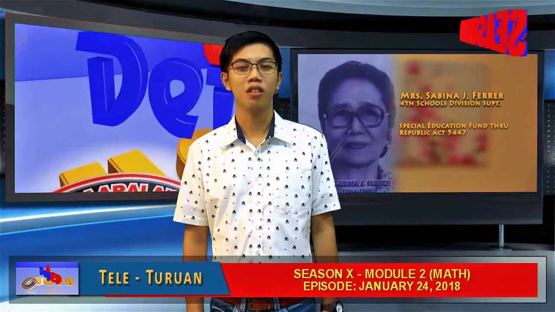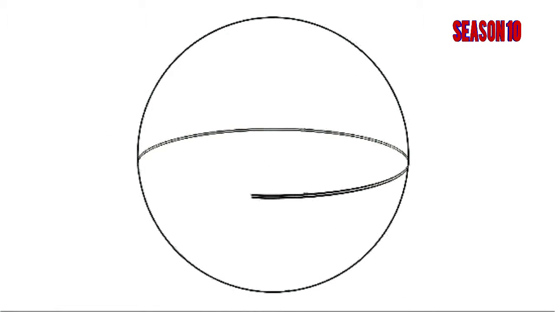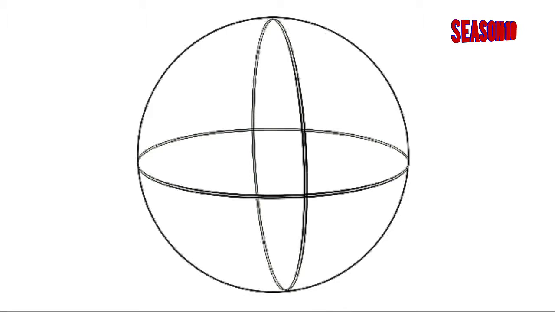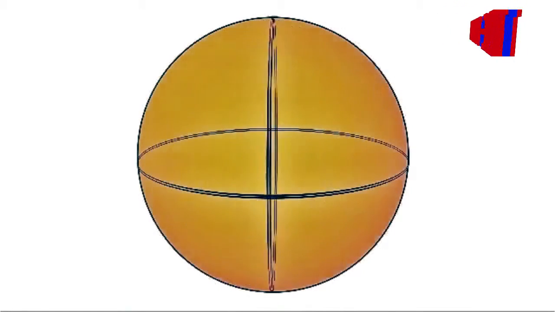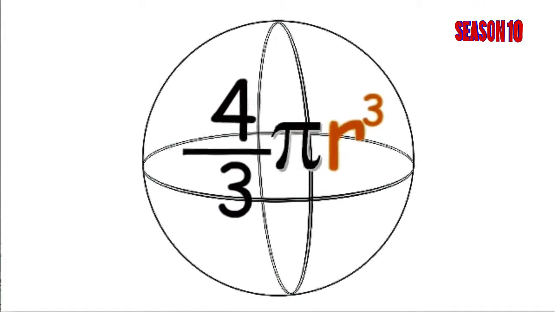Alright, tonight, our focus is a sphere. Sphere is a perfectly round geometrical object in three-dimensional space that is the surface of a completely round ball. How to find the volume of sphere? To find the volume of sphere, use the formula volume is equal to 4/3 times pi r cubed.